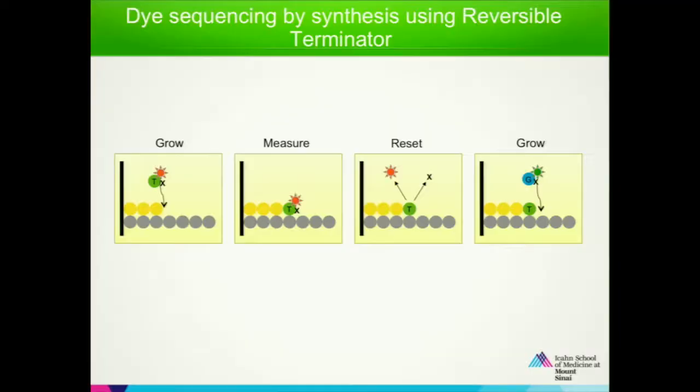We talked about the pyrophosphate release. We talked about the hydrogen ion release. Now we can also detect the addition of the oligonucleotide to the growing strand. Right? So how do we do that? If you want to detect this addition, there should be termination of the reaction. Or you have to add one at a time.